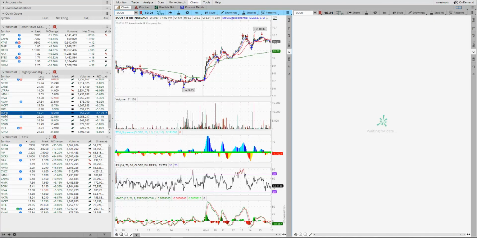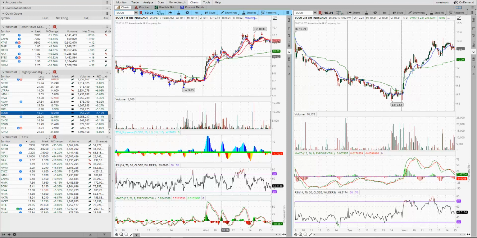Okay, BOT, another stock that's gapping up and holding its highs. It's pretty remarkable, but it has no shares. It didn't have a lot of volume.